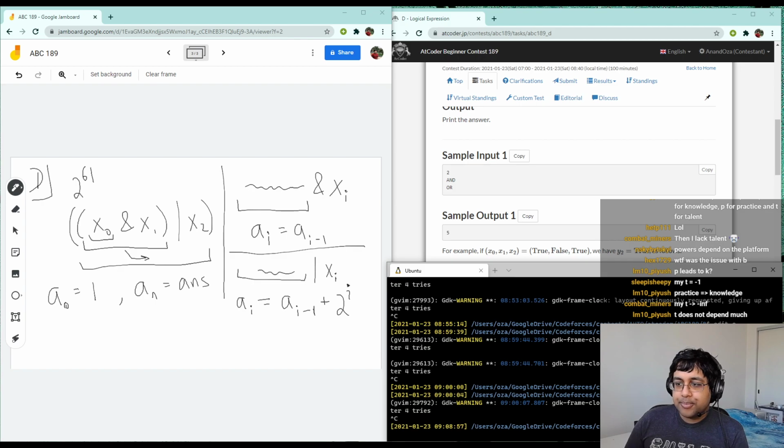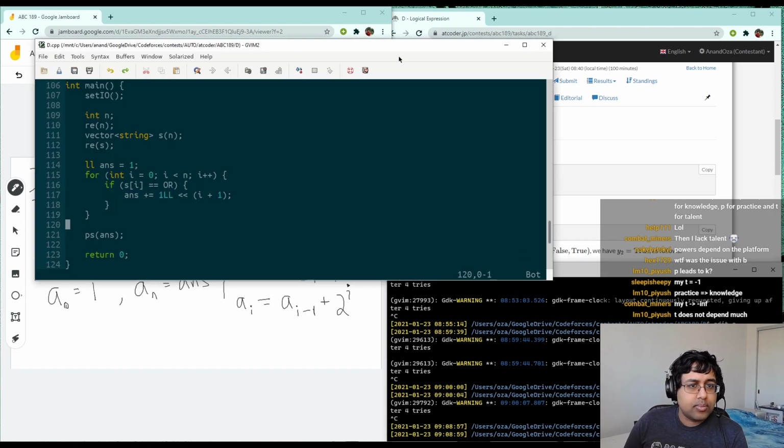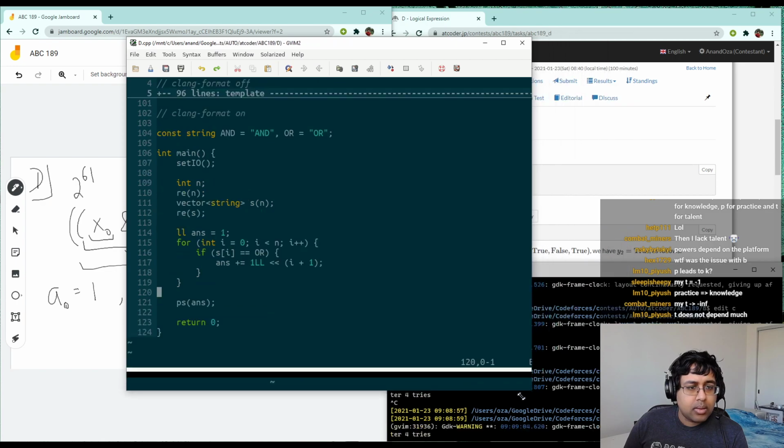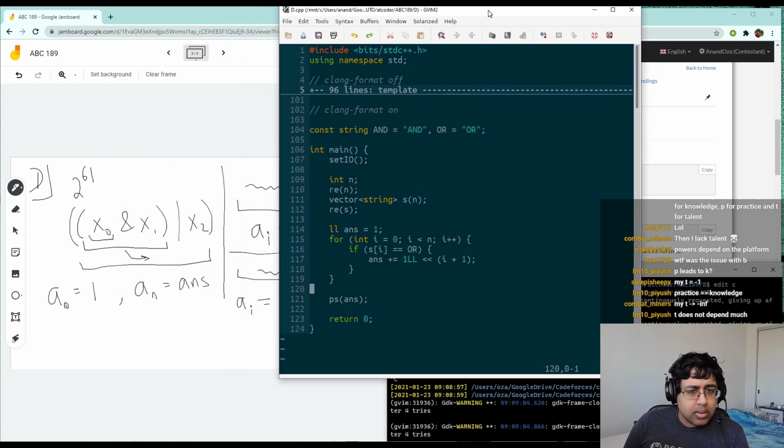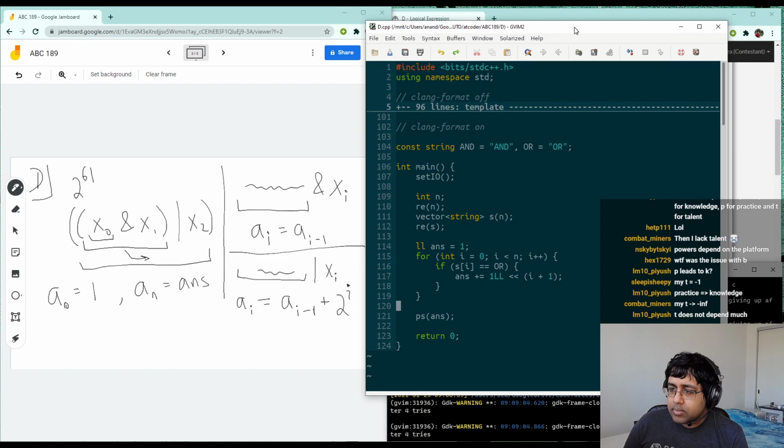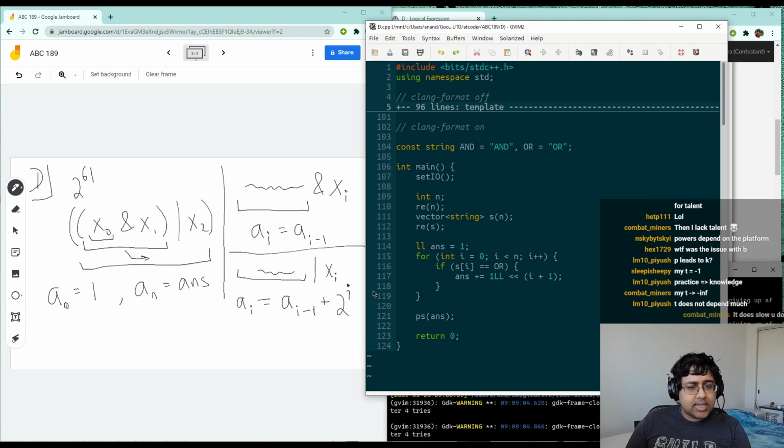So let's check out the code. Cool. So I think my code is visible. All right. So basically what I did here is exactly what we implemented, except instead of keeping track of the whole array of a's, I just kept track of the last value. So it starts at 1, and then if you have an and, you do nothing, and then if you have an or, as we mentioned here, you add 2 to the number of things before this.